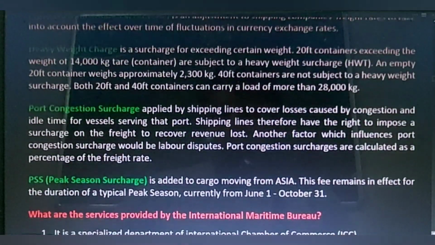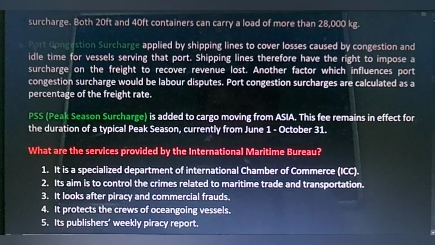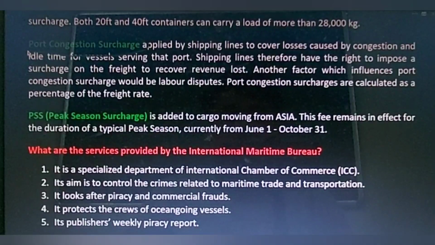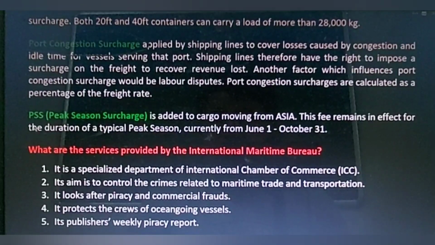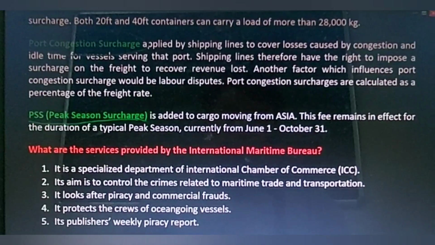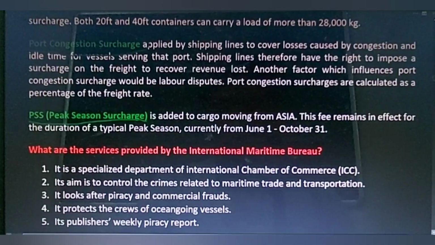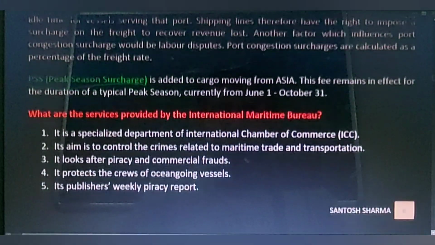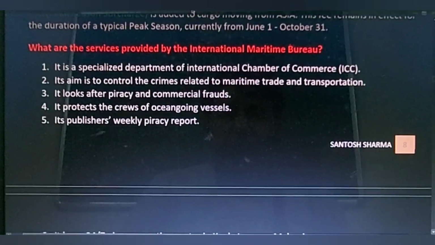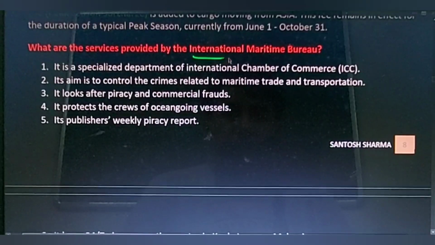And basically, this port congestion surcharge. So this is also, you can imagine how many types of taxes and surcharges are levied on this international trade. Then we also have peak season surcharge. So, there are many types of surcharges. So all these are very important. Do learn these topics.